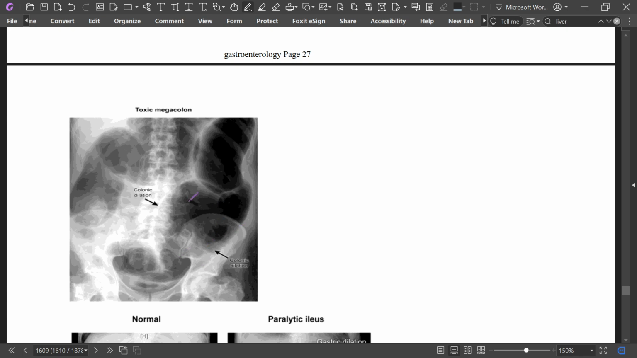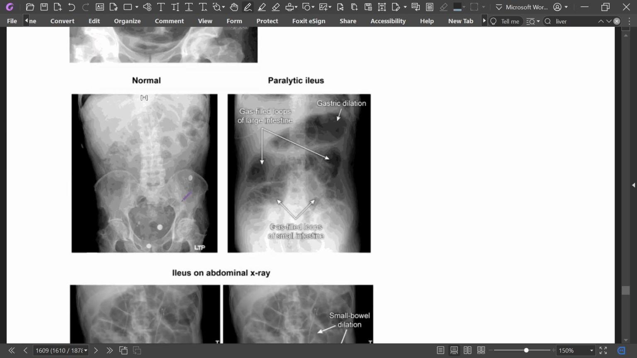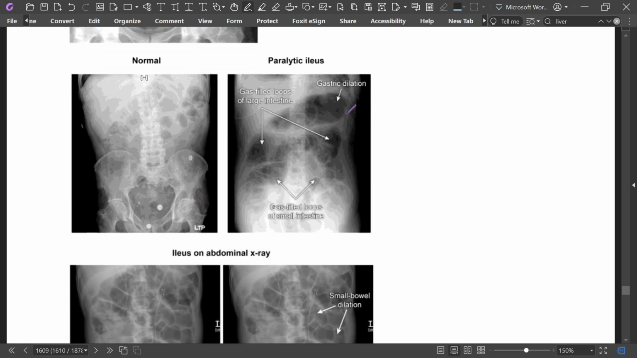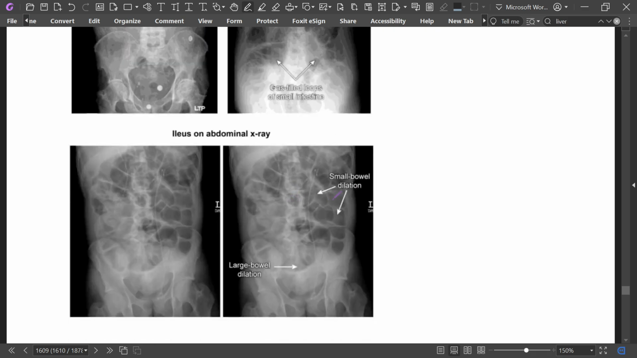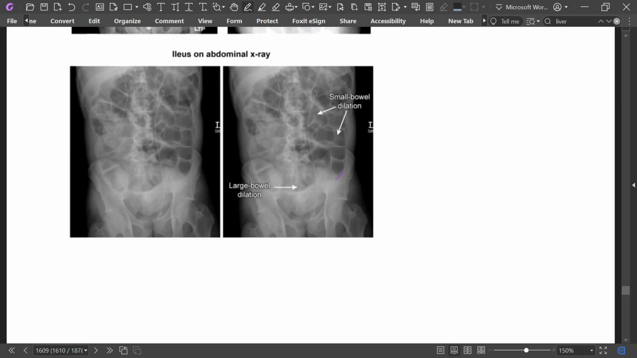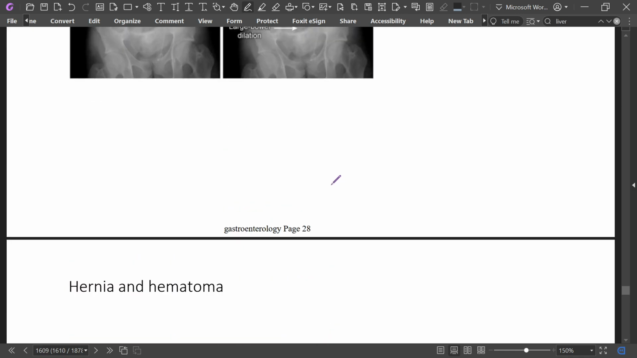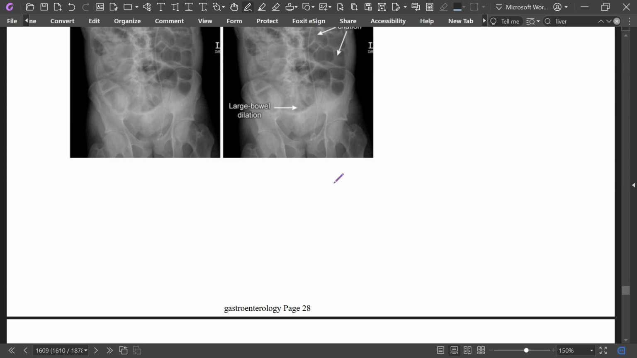This is diffuse colonic dilatation. In paralytic ileus, there are gas-filled loops of the small intestine. Paralytic ileus: small bowel dilatation and large bowel dilatation.